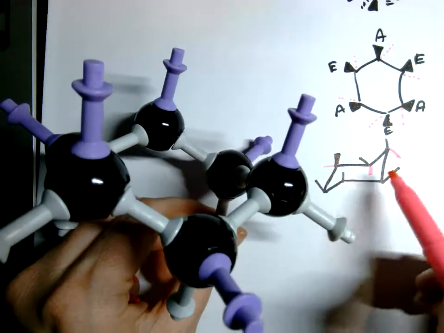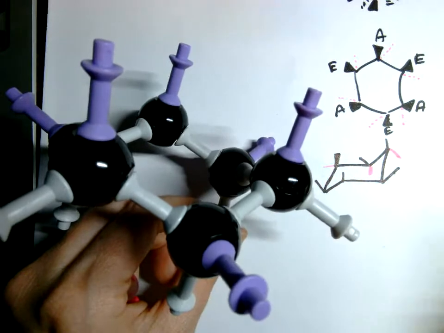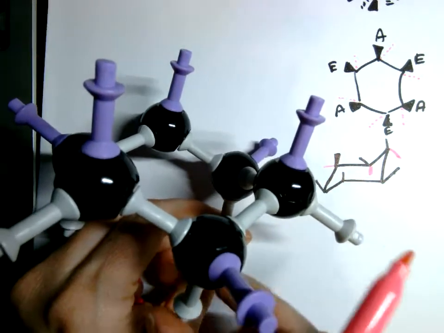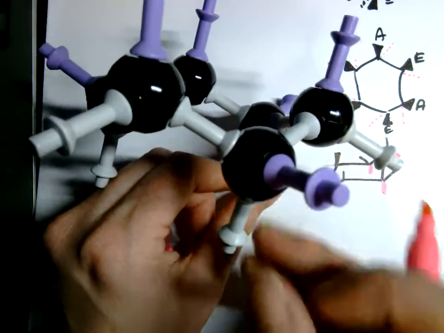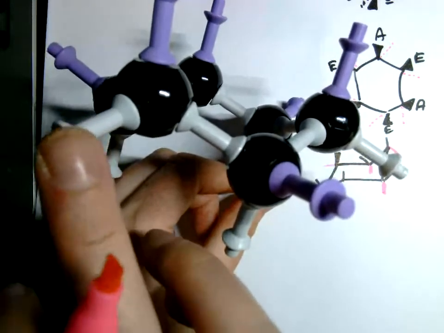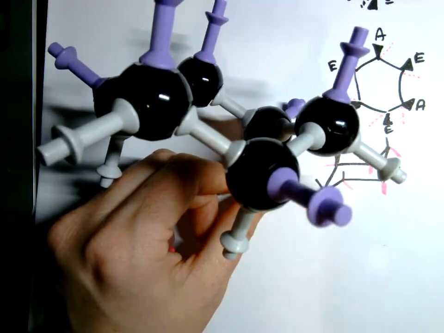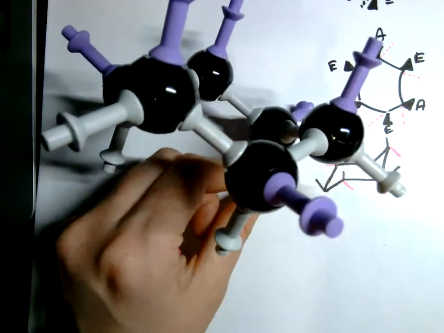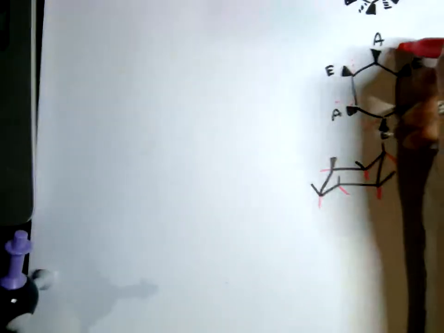All the wedges are pointed up because they're slightly angled up. The dashes are slightly angled down. And then we have an axial wedge right here. It's pointing down. An axial wedge over here, or an equatorial gray over here. And then finally, an axial gray over here. So these are also alternating. The opposite.